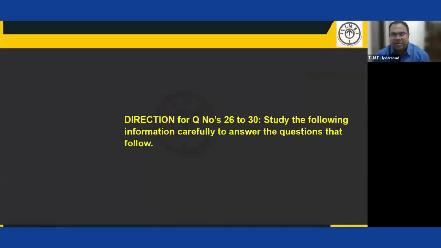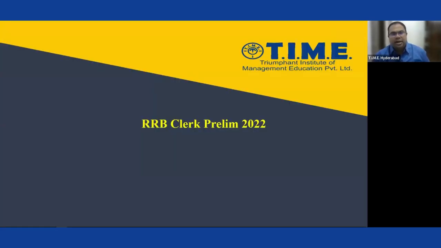26 to 30. Study the following information carefully to answer the questions that follow. This is RRB Clerk 2022. You want the key for 22 to 24? What's your question, Lenovo?